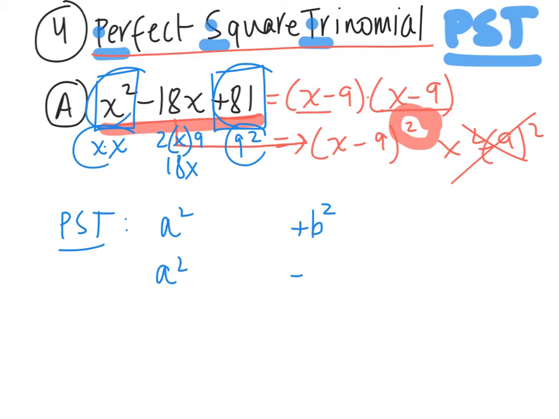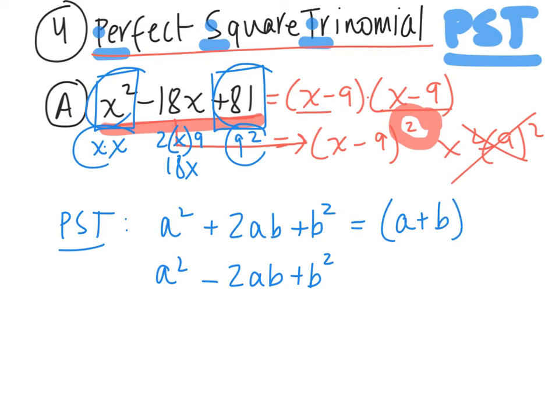And I'm going to write this down here too. It's going to be that the middle term is 2 times a times b. So a is just the square root of a squared, and b is just the square root of b squared. And this can either be positive or negative. And this is factored into (a plus b) squared, or in this case, (a minus b) squared. The sign is dictated by this.